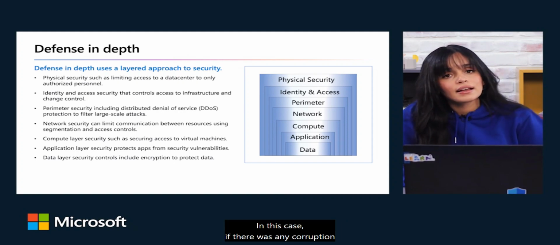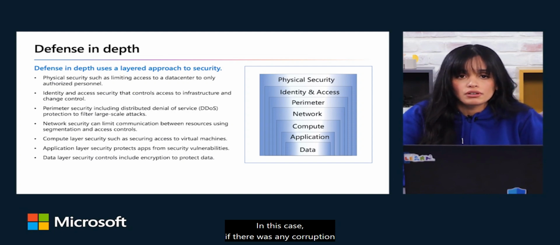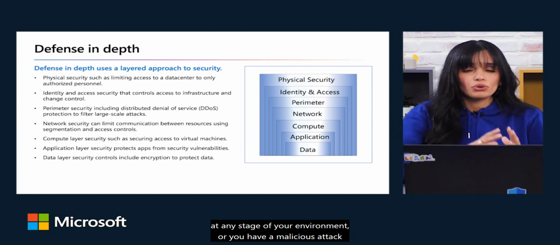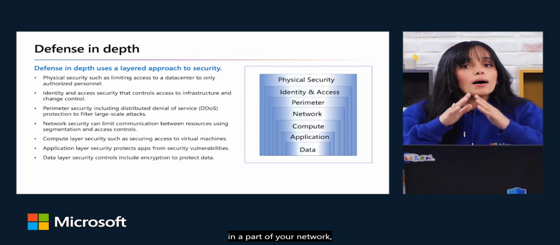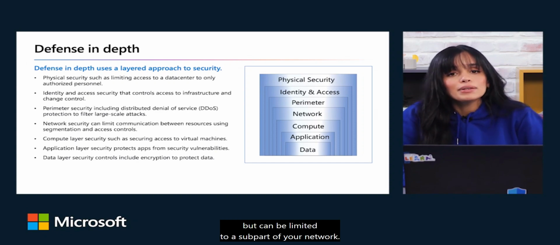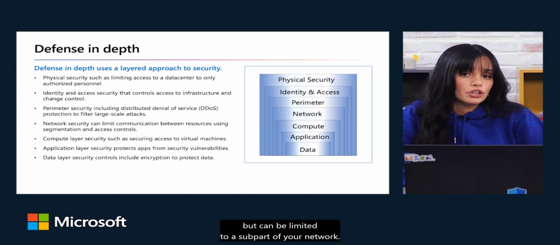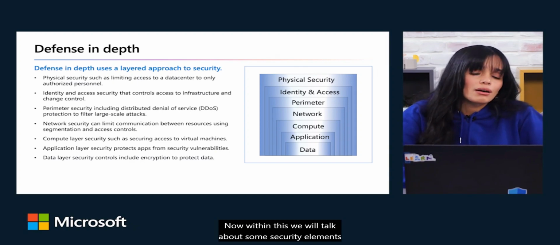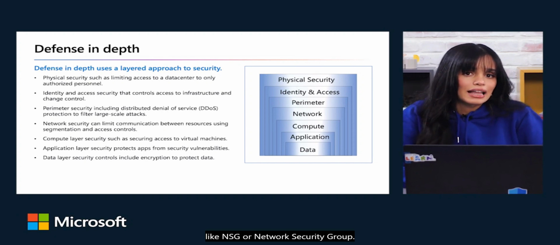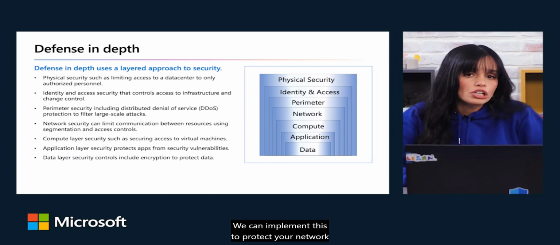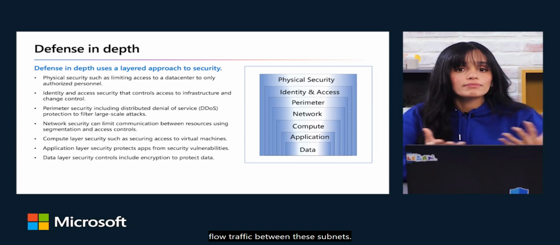In this case, if there was any corruption at any stage of your environment, or you have a malicious attack in a part of your network, it doesn't corrupt your entire network, but can be limited to a sub-part of your network. Now within this, we will talk about some security elements like NSGs or network security groups. We can implement this to protect your network flow traffic between these subnets.